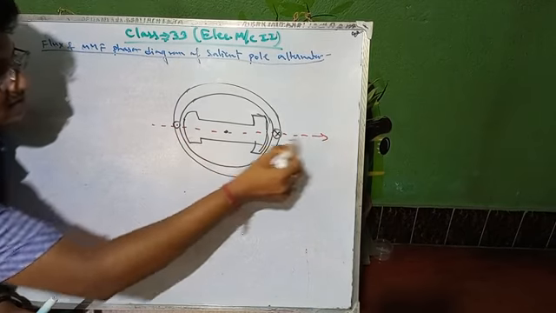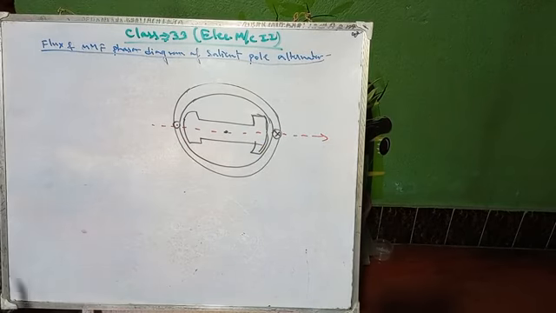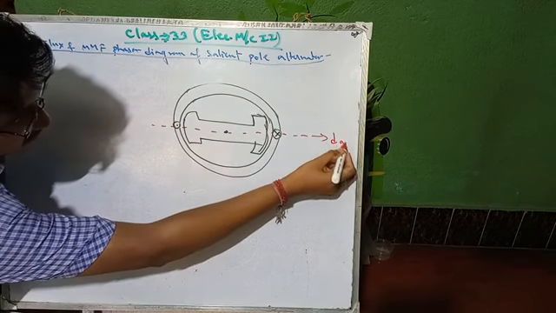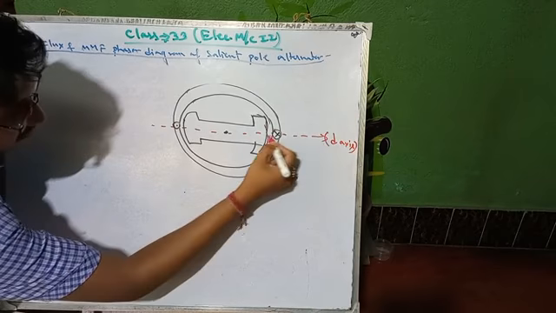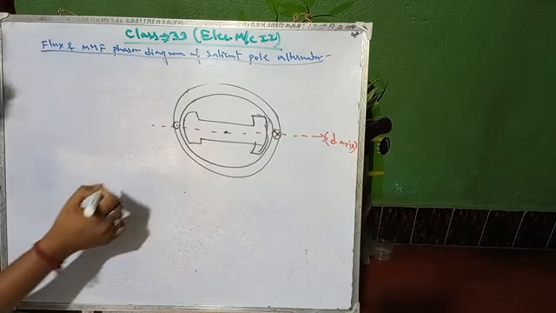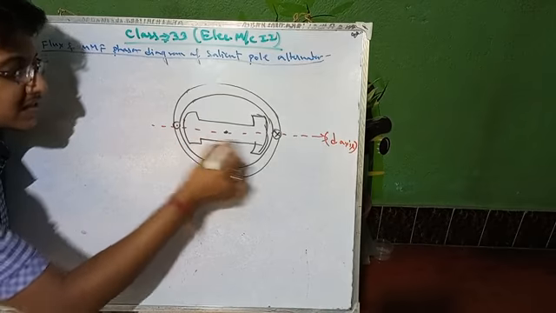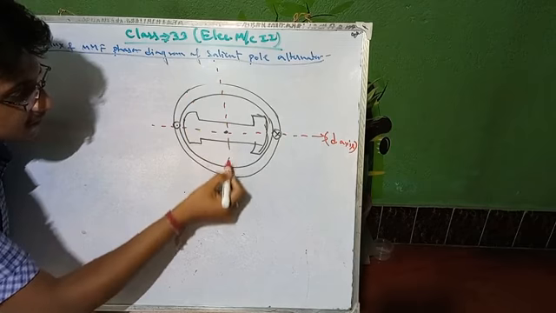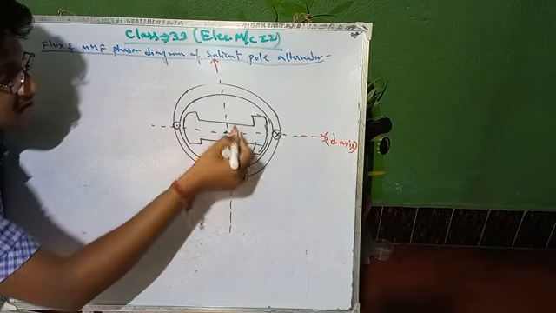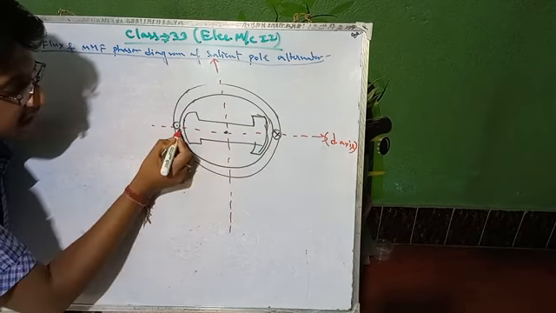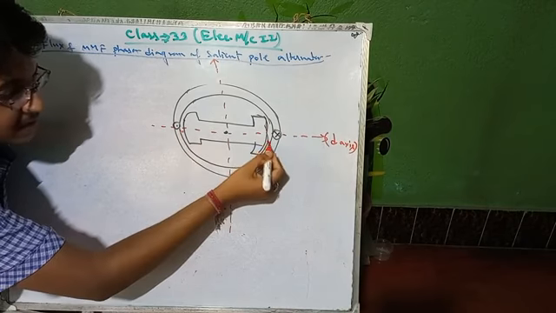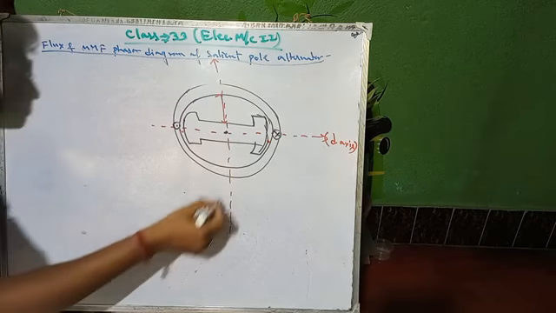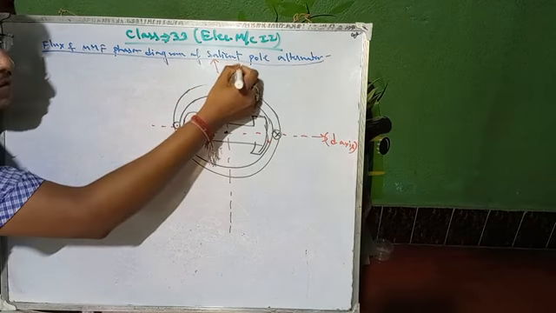One of the axes is called D axis, and this axis is along the low reluctance path. This section is high reluctance. This is low reluctance area as the air gap is small, and as the air gap is larger, this is the high reluctance area. So this high reluctance area will be called Q axis.